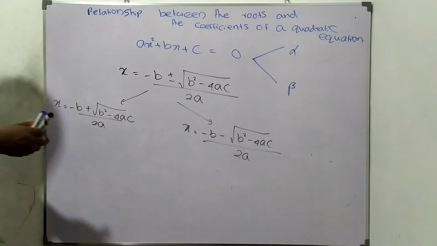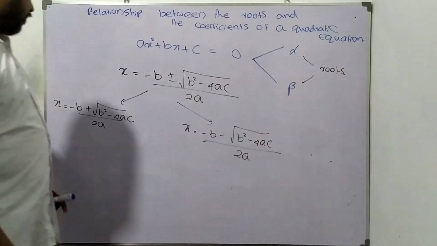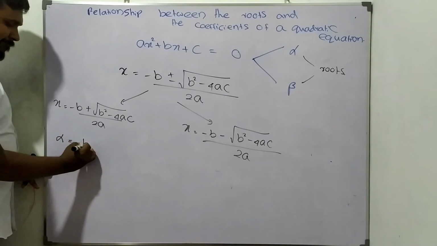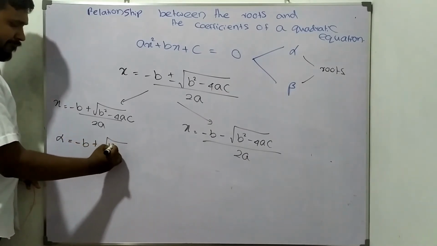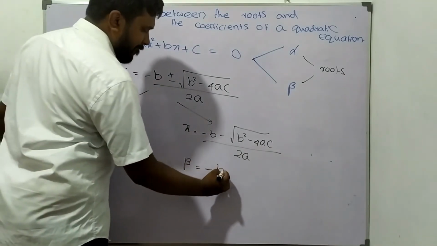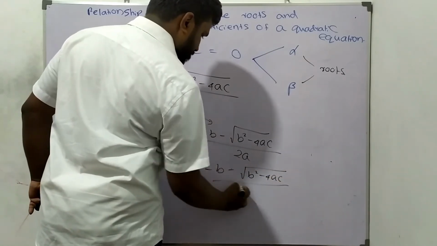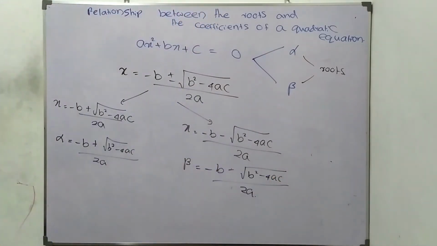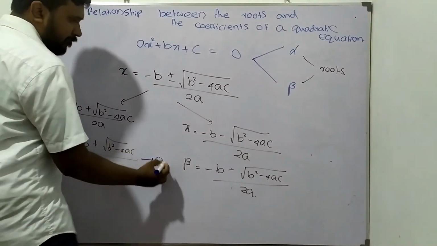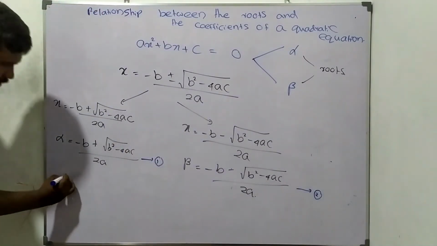So when I equate x as alpha, these are roots, and x as beta, and I'm going to add these two to cancel the square root part. Equation number 1, equation number 2. When I add these two, you can see the square roots getting cancelled.